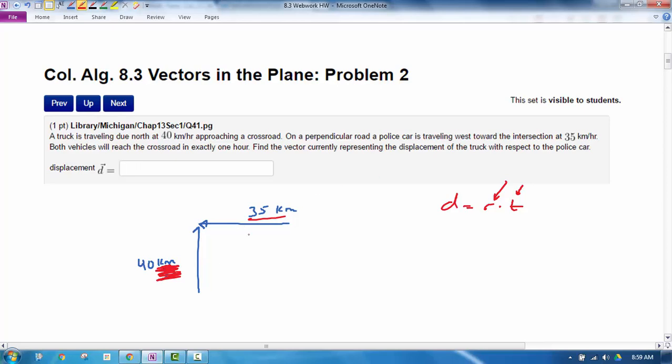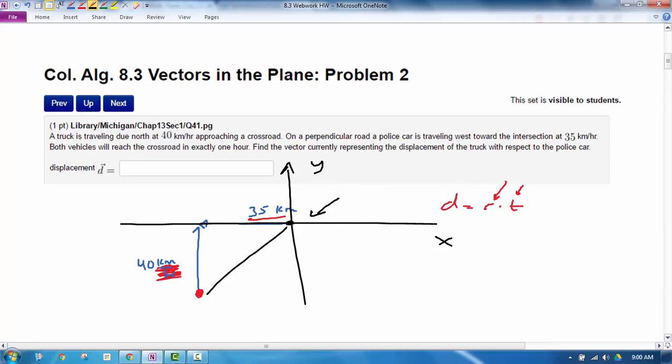It asks for displacement. It says find the vector representing the displacement of the truck with respect to the police car. So basically, what that's asking is if you place the axes here, like an x and y axis, or if this is your starting point, where is the truck in relation to the police car? Well, it's this way, which is back 35, down 40. So we'd say <-35, -40>, and use the vector brackets for that. There's your vector, xy ordered pair.